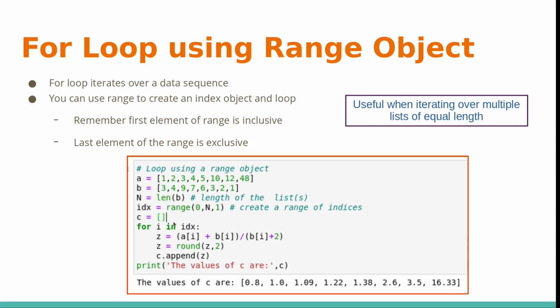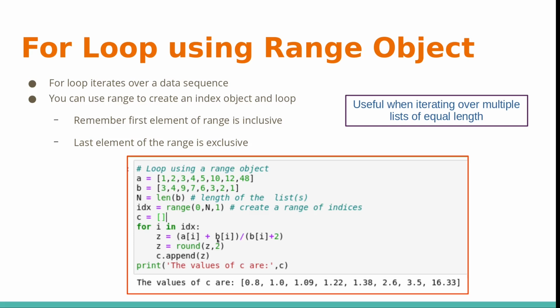Then it goes back, it picks the next value in that index. The next value in that index is 1. Again, A of 1 will be 2, B of 1 will be 4. So 4 plus 2 is 6, divided by 4 plus 2 is 6. So 6 divided by 6 is 1. It'll round it if necessary, and then append it and continue to the next element of IDX, which happens to be 2. Again, it uses that as an index and pulls the values as necessary.